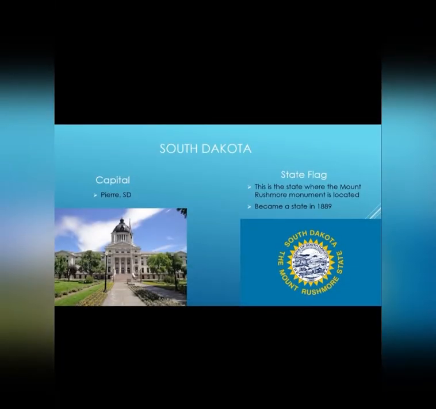The next state is South Dakota. The capital of South Dakota is Pierre. A couple of things about the South Dakota state flag: this is the state where Mount Rushmore Monument is located, and that's at the bottom, around the seal of the flag. Also, there's a date in the middle of the flag that is 1889. The reason that this is on this flag is because that is the date that South Dakota became a state.